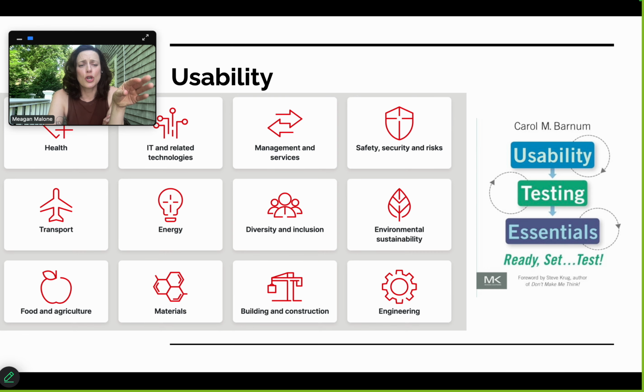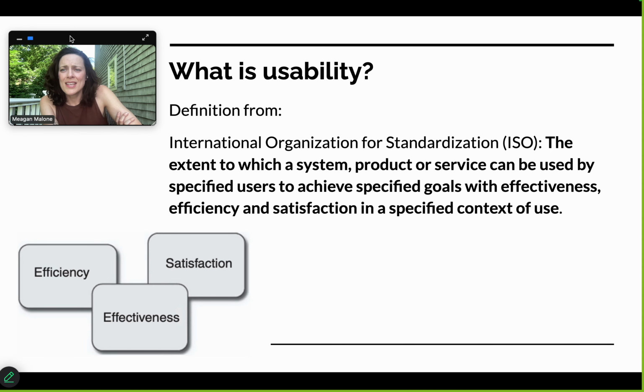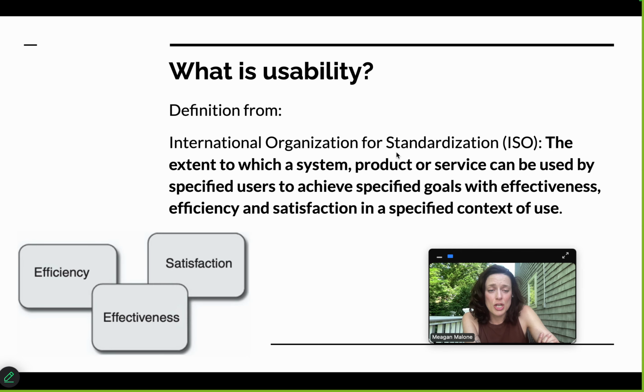That being said, we're starting with this text to ground us in some language. So what is usability? This definition, which I got from the Ready, Set, Test book, actually comes from the ISO, which is why I wanted to start with them.